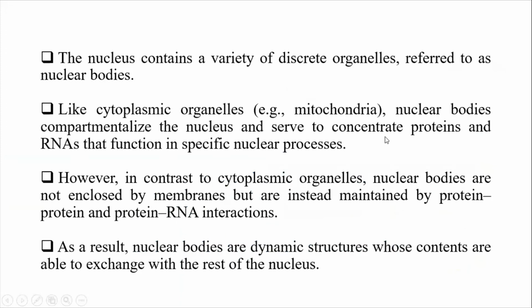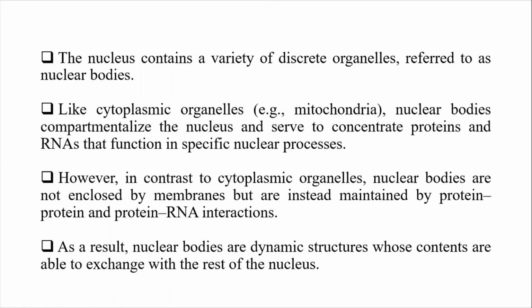Now the nuclear body. So what are nuclear bodies? Again, they are discrete organelles which are present in the nucleus. For example, like cytoplasmic organelles, mitochondria, nuclear bodies do compartmentalize the nucleus and serve to concentrate proteins and RNAs for a specific nuclear process. However, in contrast to cytoplasmic organelles, nuclear bodies are not enclosed by membranes, but are instead maintained by protein-protein and protein-RNA interactions. So there, no membrane is present.